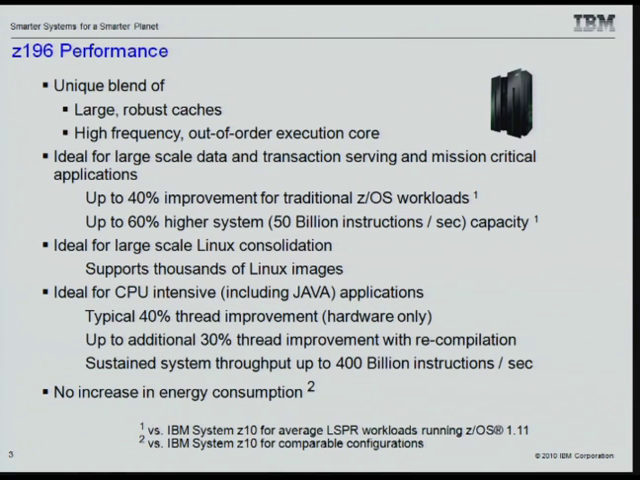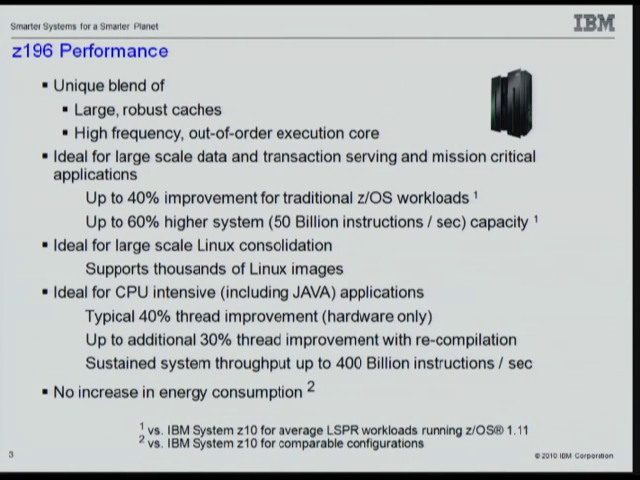All right, a little bit on the system, a little bit of background. These are not simple cores. These are high frequency, aggressive, out of order execution cores. And this is not just a talk on the microprocessor, but also a discussion on the system. The applications we run are extremely large, mission-critical applications that are ideal for large-scale data and transaction servicing. And as such, we need large caches.